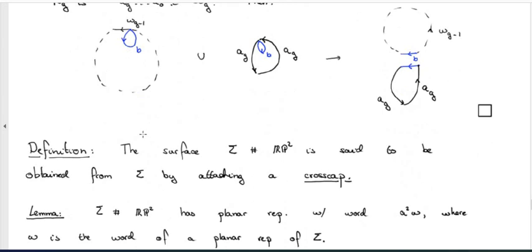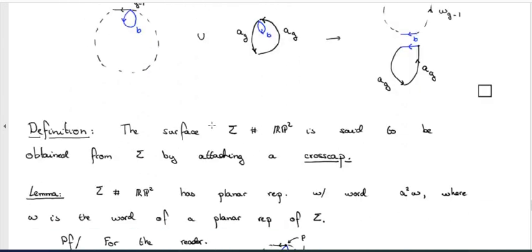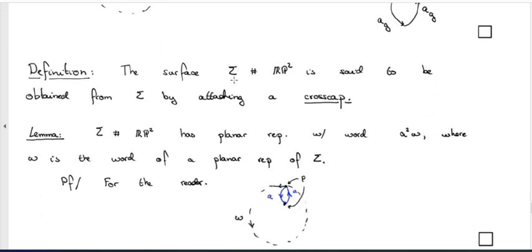All right, so this connected sum with RP2 is a nice operation and we give it a name. We say that this is called attaching a cross cap to a surface sigma. And here sigma can be oriented or non-oriented. So whenever we connect sum with RP2, we call it attaching a cross cap.